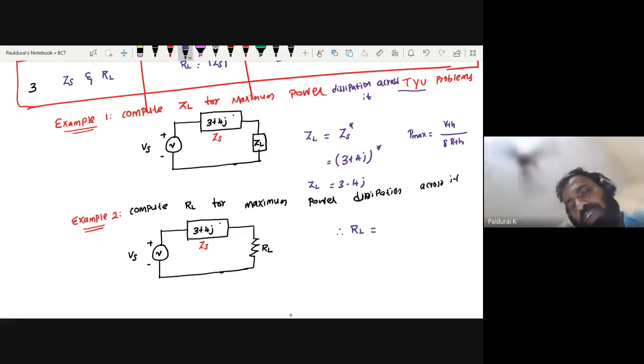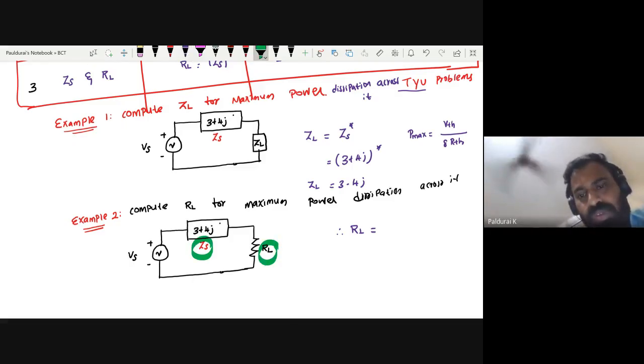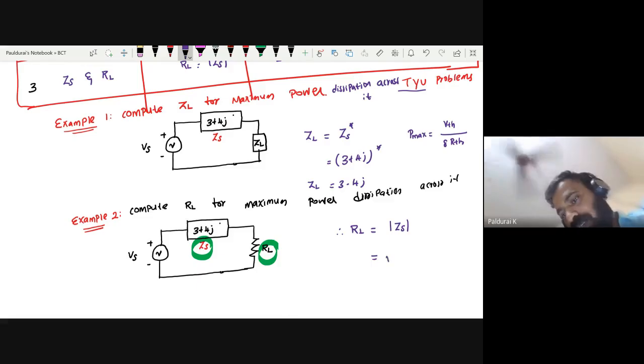So RL, case 3, source impedance, load resistance. So for source impedance and load resistance, your RL equals the magnitude of source impedance, that is not squared. Let me write one more step. So magnitude of 3 plus 4j is nothing but the square root of 3 squared plus 4 squared, which will give you 5 ohms.